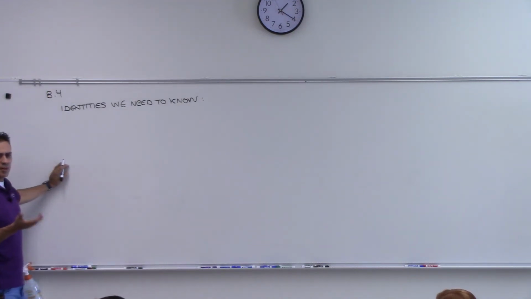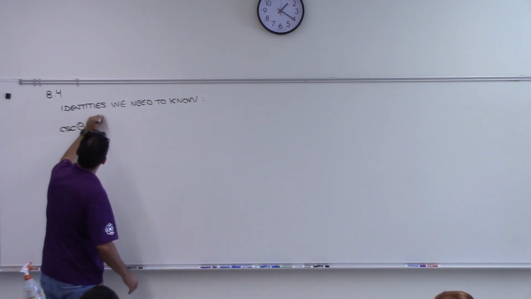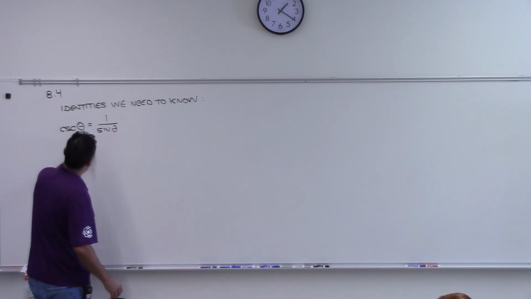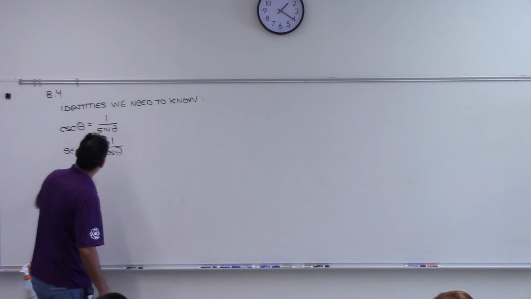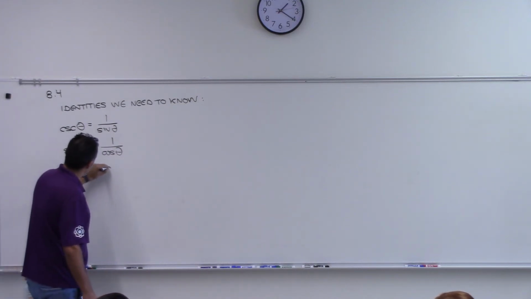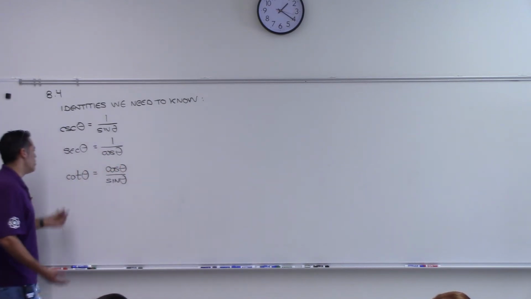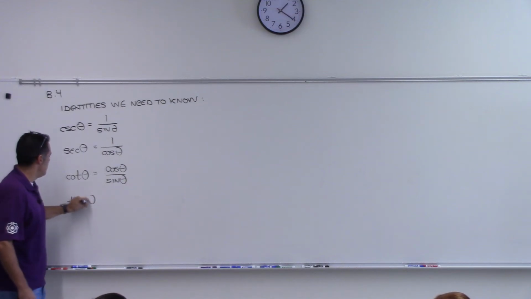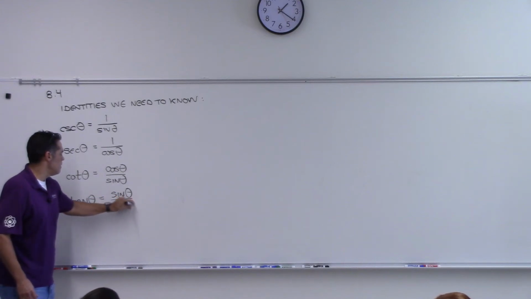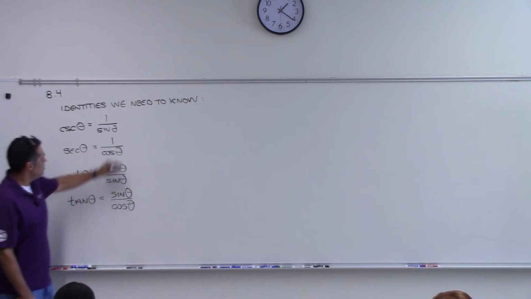The first one are the reciprocal identities, which are the ones we've been using. Cosecant theta is 1 over sine theta, right? Secant theta, these should not look new to you, 1 over cosine theta. And then cotangent theta is cosine theta over sine theta, right? And of course we know that tangent theta was sine over cosine. Do you all feel comfortable with all those? Yes? Okay.